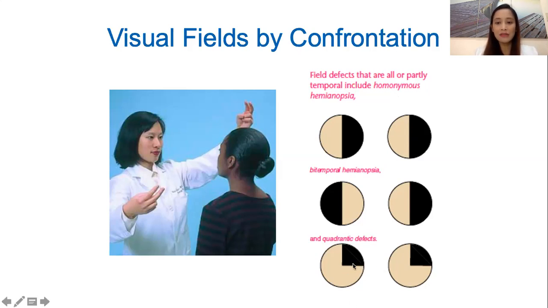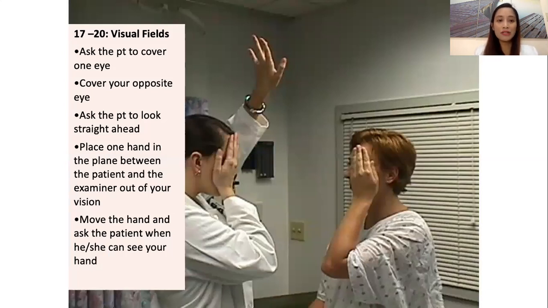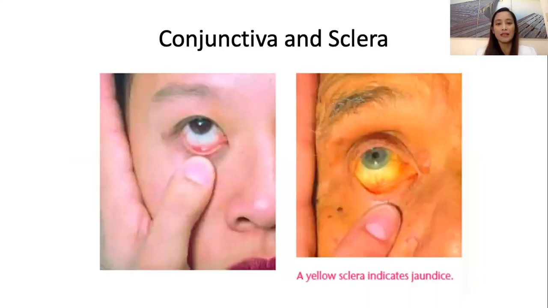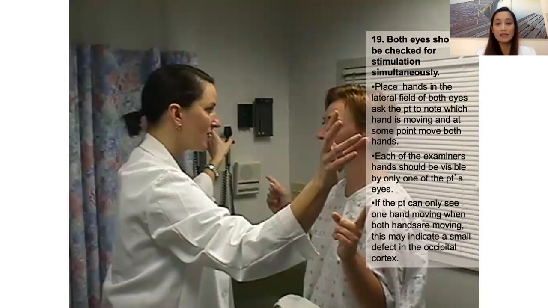And sometimes you can have quadrantic defects. A particular quadrant has a visual field defect. So as I mentioned earlier, if there's a defect, you ask the patient to cover one eye, cover the opposite of your eye, and ask the patient to look ahead, and then move the hand until the patient will point if she is already seeing the hand or the finger within her field of vision. Later, I'll show you a video. At first you check both eyes simultaneously and then individually. That's your confrontation testing to check for visual field defects.